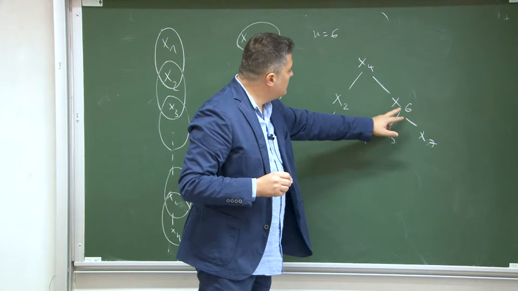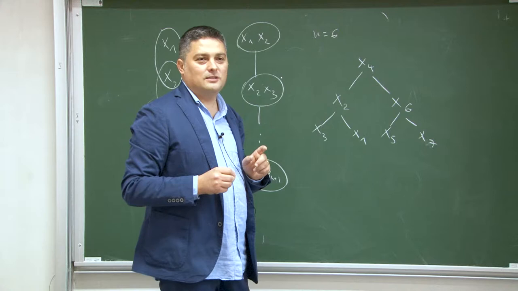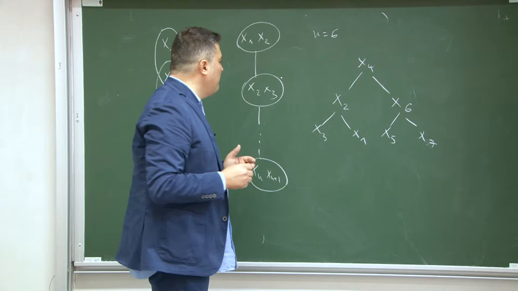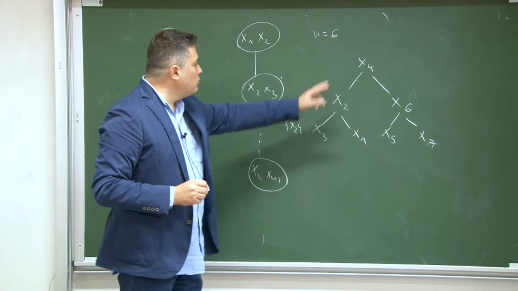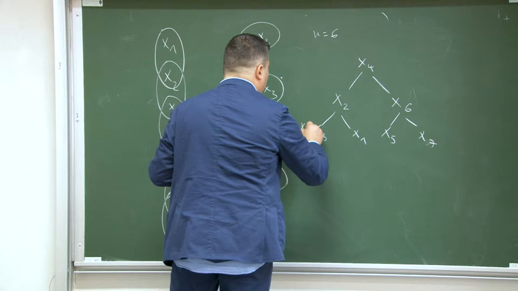Now let us look at the keys for them. We have to construct the keys so that they actually remain valid. So X3 depends on X2, so I will put it in here. X3 also depends on X4, so I have to put it in here as well. Do you agree?